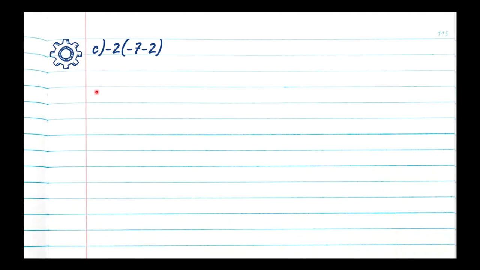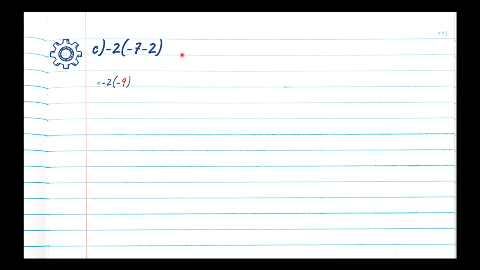Okay, so now we'll look at C. The first thing we want to do is check to see if there's any brackets. So we have -2 and then an opening bracket. So we found a bracket, so we have to start over. Are there any more brackets? -7, -2. So there are no children in here, so we can go ahead and solve the contents of our bracket. -7 minus 2 is equal to -9, and we drop the rest of the equation.